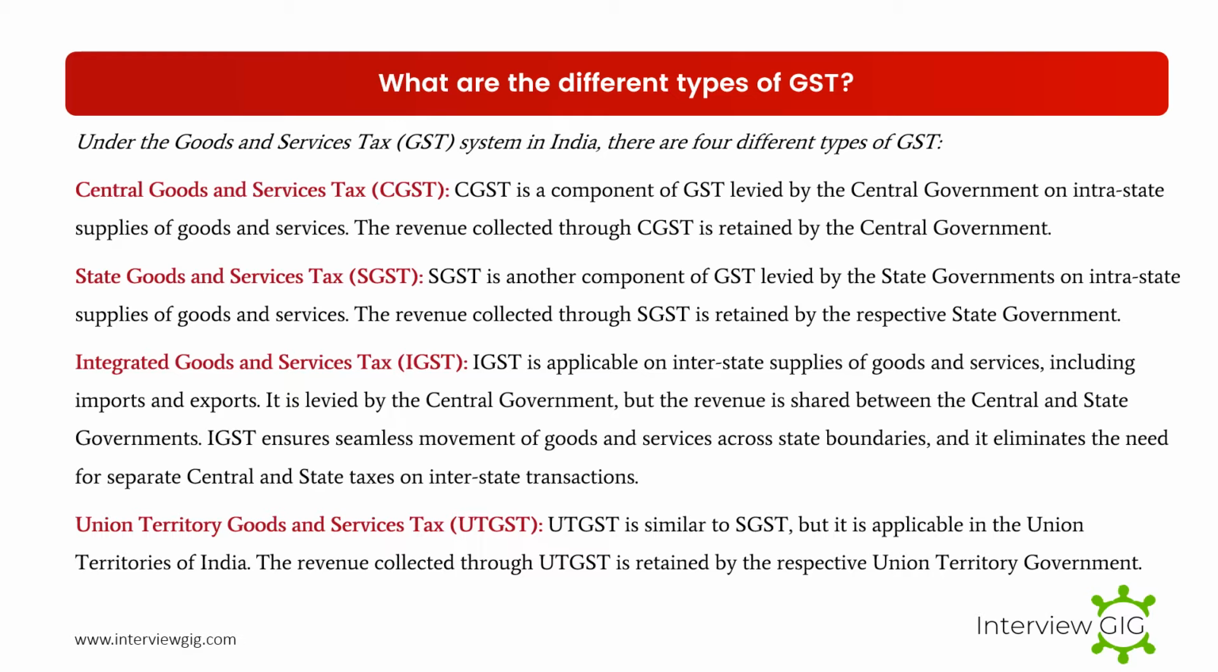Integrated Goods and Services Tax, IGST. IGST is applicable on interstate supplies of goods and services, including imports and exports. It is levied by the central government, but the revenue is shared between the central and state governments. IGST ensures seamless movement of goods and services across state boundaries, and it eliminates the need for separate central and state taxes on interstate transactions. Union Territory Goods and Services Tax, UTGST. UTGST is similar to SGST, but it is applicable in the Union Territories of India. The revenue collected through UTGST is retained by the respective Union Territory government.